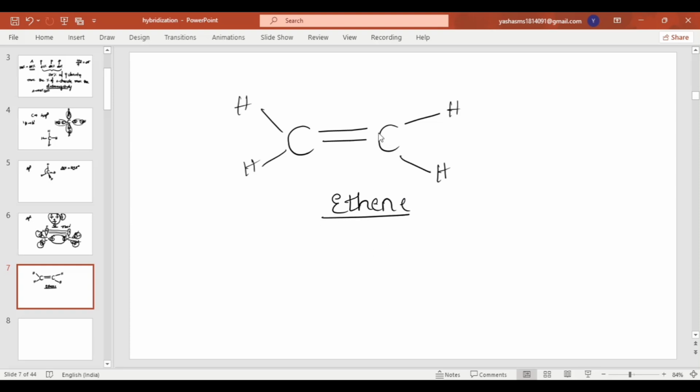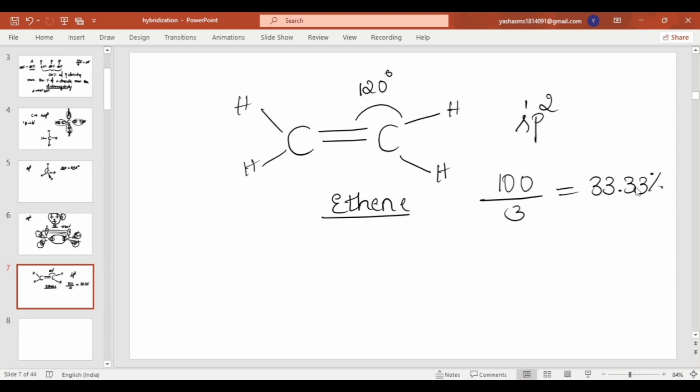Now this carbon atom has a bond angle of 120 degrees, right? Suppose an sp2 hybridized carbon. What about the s character? How much s character is there? Total 100%. Here one s is there, then 2 p, total 3. I have to divide it. How much will it become? 33.33% of s character is there.